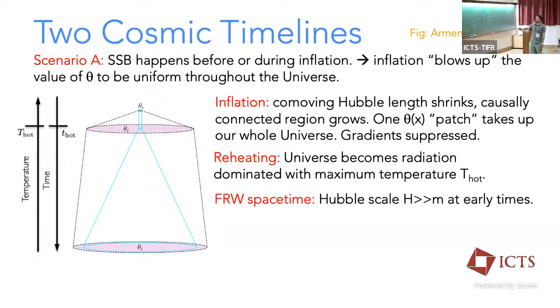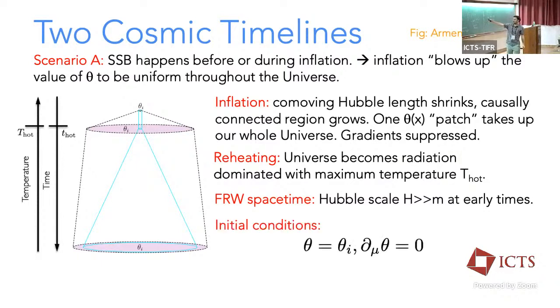And in FRW space-time, we're going to assume that the Hubble scale, H, is much larger than the mass m at some sufficiently early time. As you go back in time, the Hubble scale increases. Hubble has some maximum value, about 10 to the 14 GeV. I'm interested in very light particles. At some time in the early universe, Hubble will be larger than m.